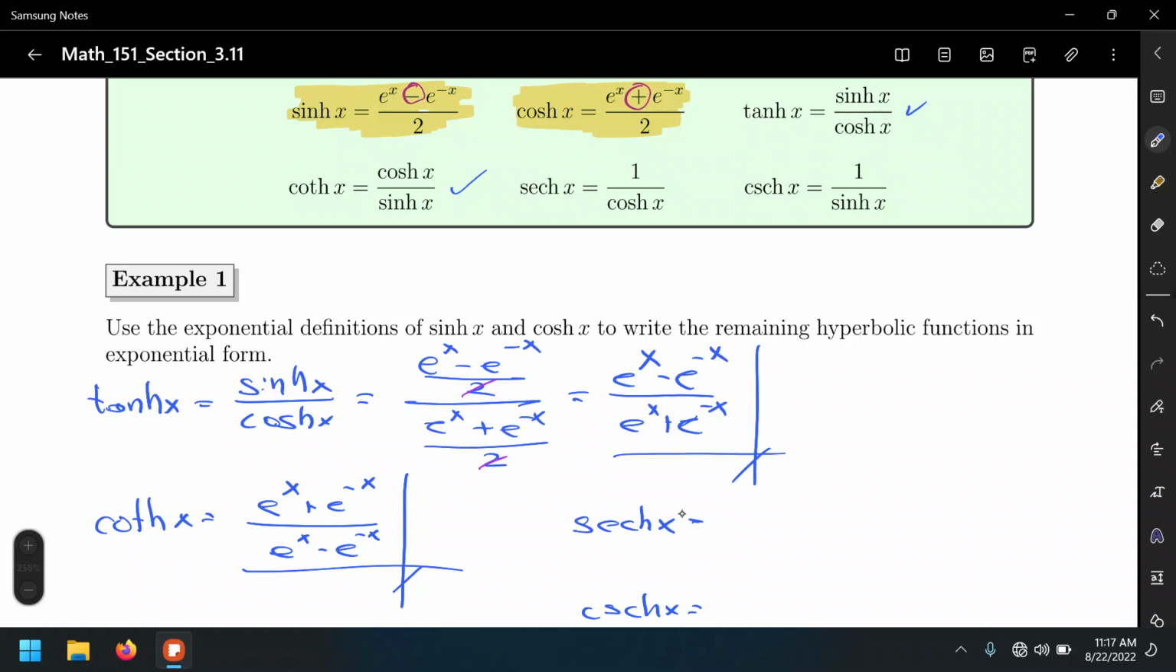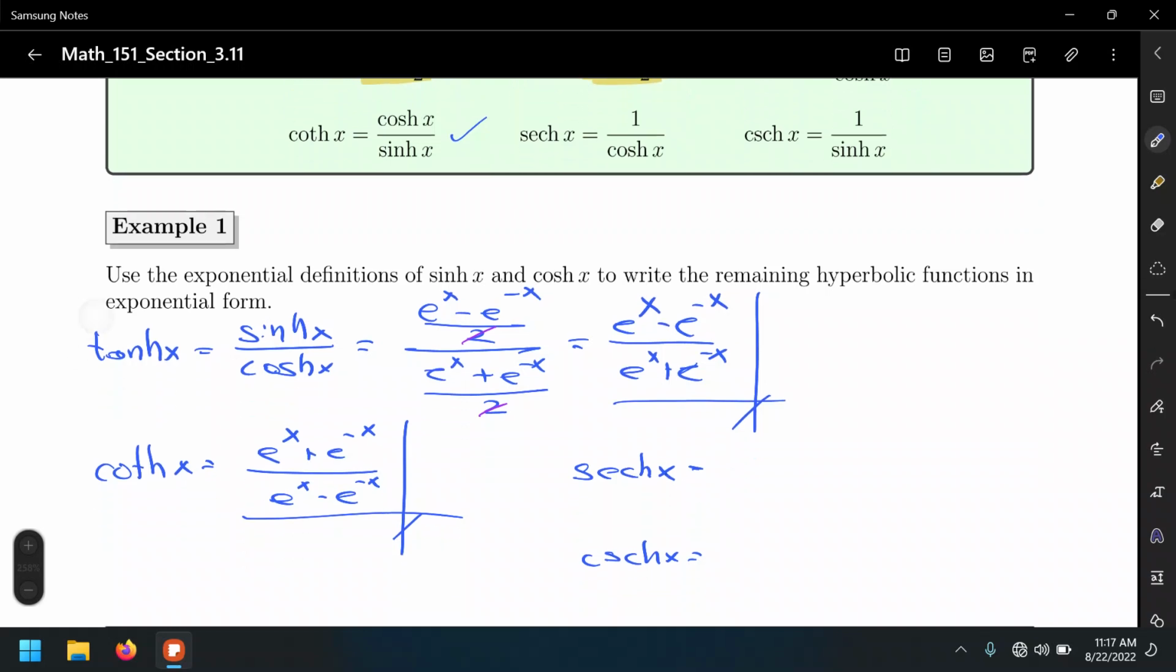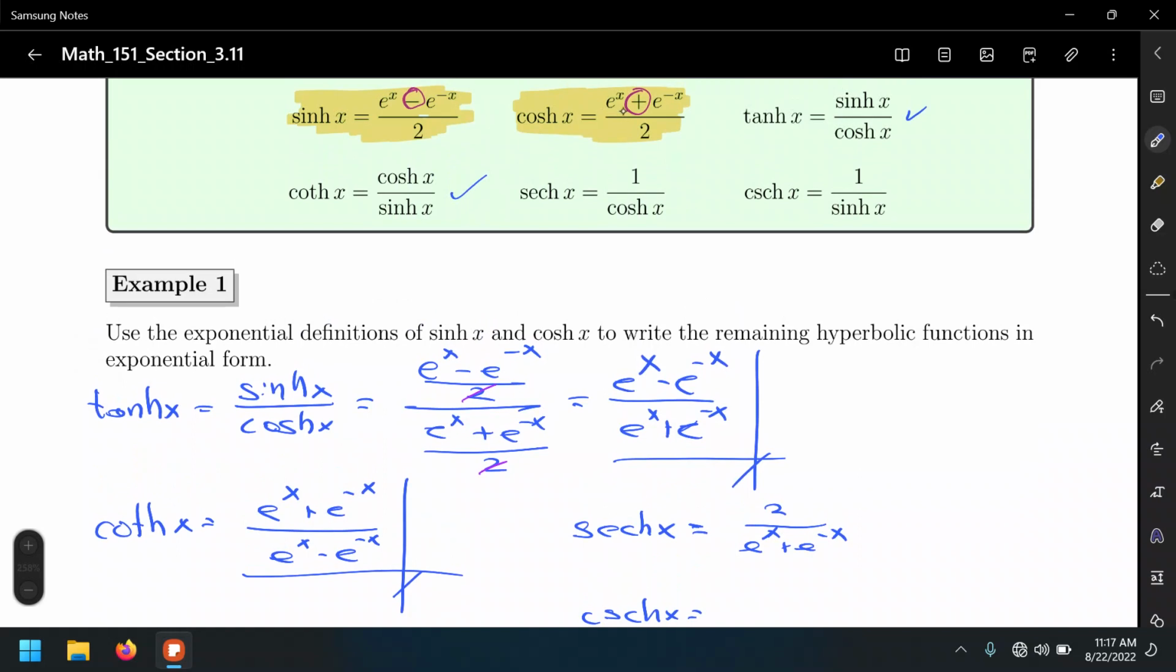Right? Well, the hyperbolic secant, sech, is only the reciprocal of cosh, which in this case is 2 over e to the x plus e to the negative x. And that's because, what do we have for cosh? e to the x plus e to the negative x over 2. So just find the reciprocal. That's our sech function.